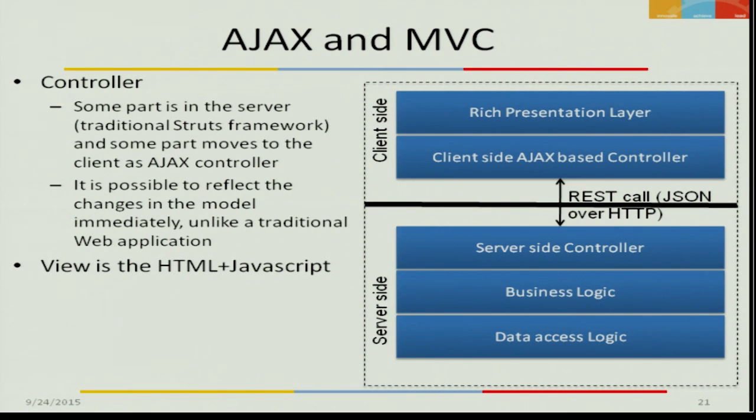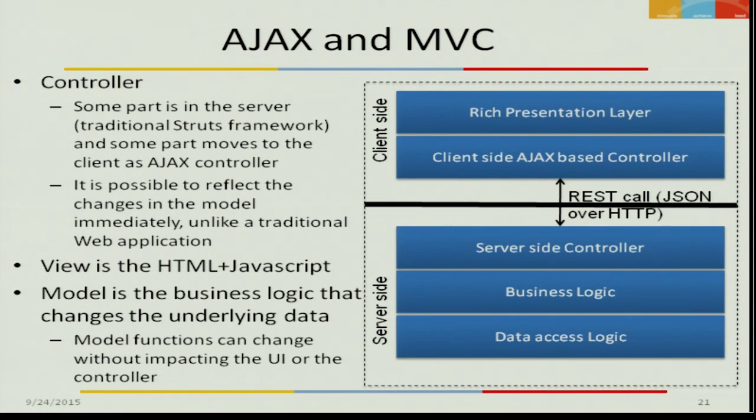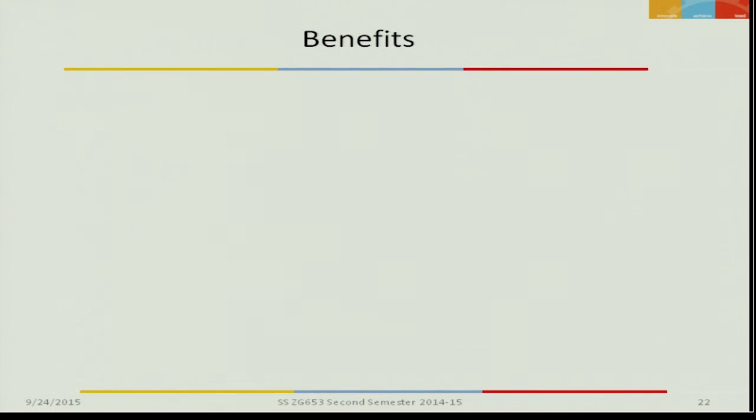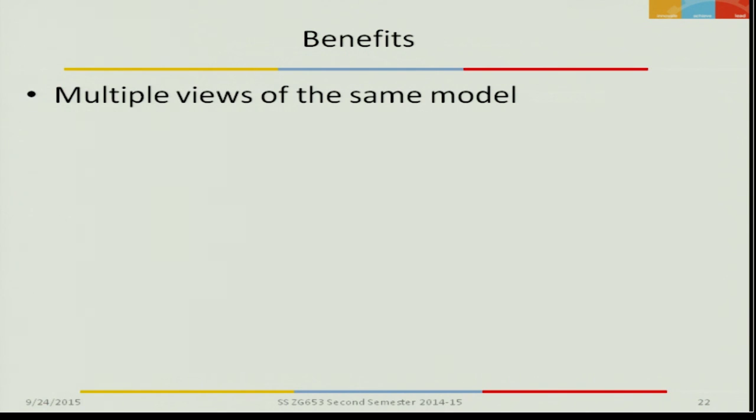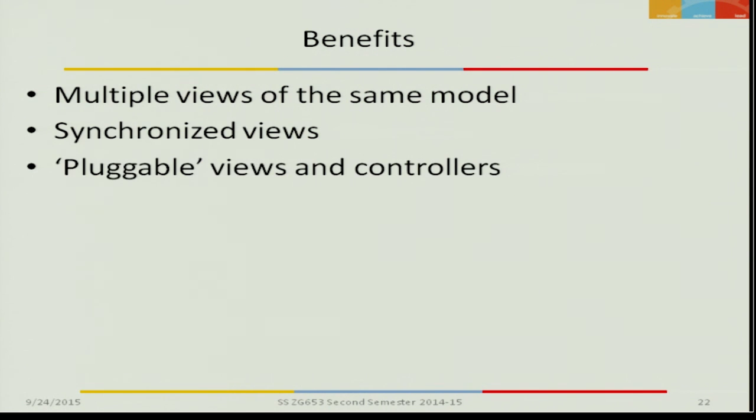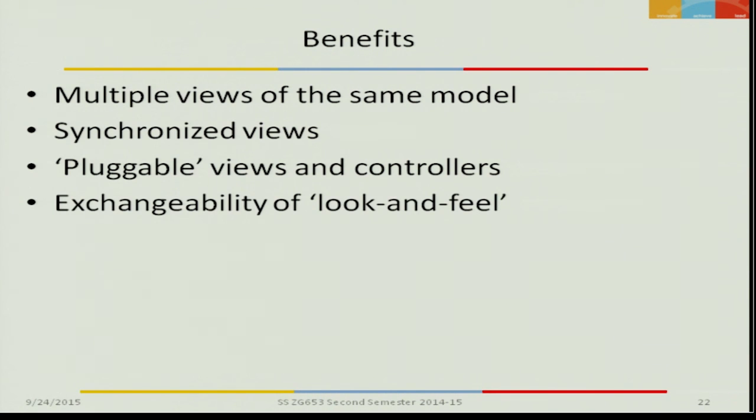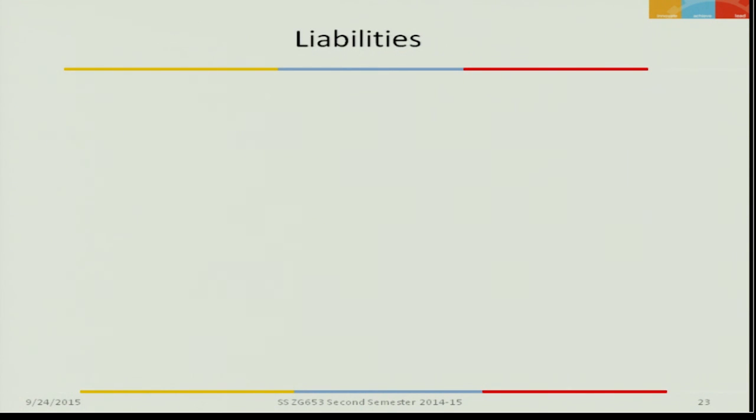View is the traditional HTML plus JavaScript. Model is the business logic that changes underlying data, and model functions can be replaced, modified, and maintained without impacting the UI or the controller. What are the benefits of MVC? You can have multiple views of the same model. One can have views which are synchronized. As soon as the model changes, all the views will get the change. One can plug in new views. One can exchange the look and feel, just modify one view with another one. This has become a very powerful framework.